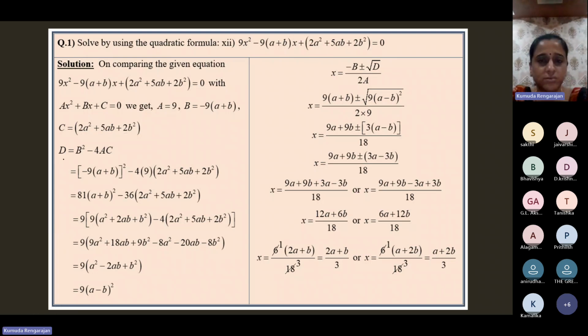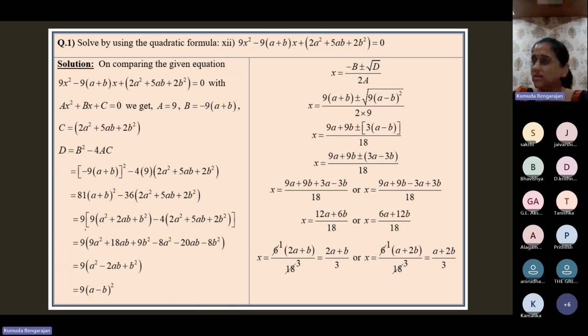Now, let's find the discriminant D, which is b square minus 4ac. So b squared, see here, this is b, right? So b is minus 9 into (a plus b), use a square bracket, squared. b square minus 4 into a into c. So a is 9 into c, this one. Next, minus 9 into minus 9, because minus 9 squared, 81, into (a plus b) the whole square. And here 9 fours are 36, and this bracket as it is.